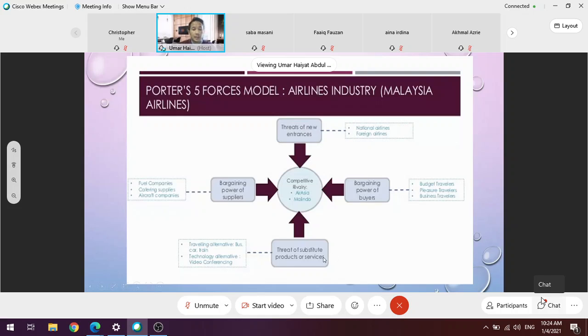Then, threat of substitute products or services. If people don't travel by airline, definitely they have other alternatives, for example bus, car and train. And if you look here, it's quite interesting: people can use technology as an alternative, via video conferencing. Sometimes it's true, because nowadays, the post COVID-19 way of working has made us realize that we can minimize the amount of traveling to attend meetings.